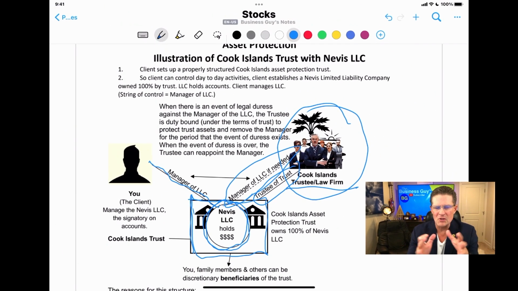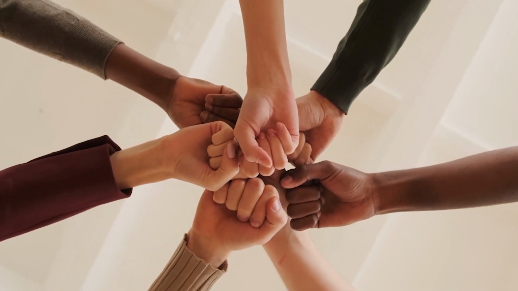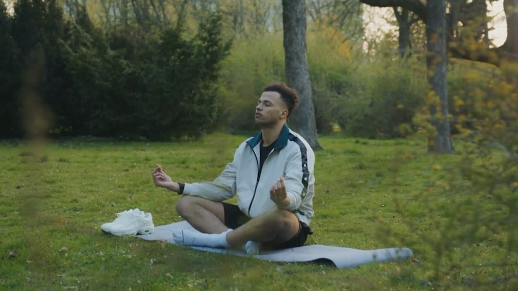They must act in unison, so any one person can't make any decisions. They must act as a cohesive group. So it's very safe, very secure. I have a Cook Islands Trust myself. Our law firm's the only signature on my funds. And it's been very, very safe and secure. I sleep like a baby knowing my assets are safe and secure. And you can have the same peace of mind as well.